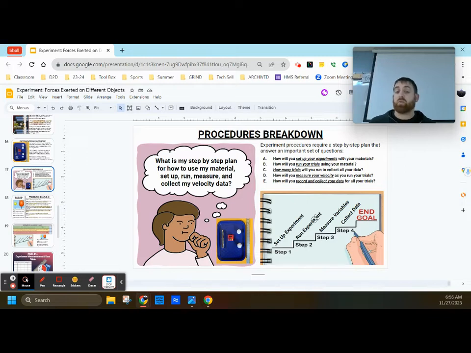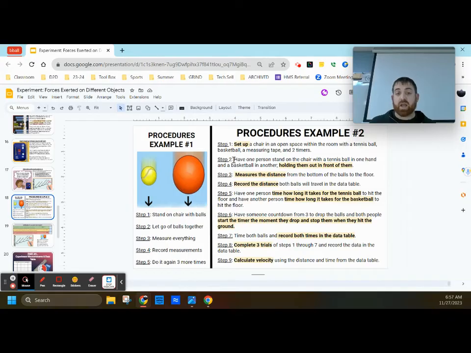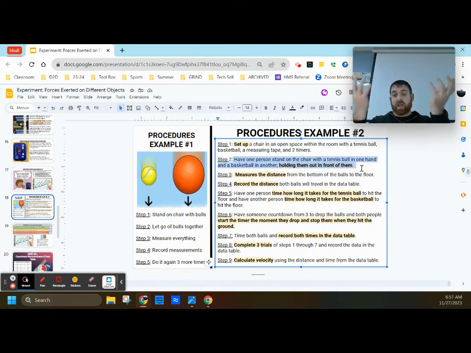And now we're looking at how to run the experiment and how to measure some of the variables that we're going to need. So we're looking at how to run it with somebody standing with both balls in their hand, what we're going to be measuring, and how we're going to record the distance, that specific variable, within the data table. Now, have one person time how long it takes for the tennis ball to hit the floor, another person time how long it takes for the basketball to hit the floor. Have someone count down from 3 to drop both balls, and then the person's going to start the timer when they drop them and stop it when they hit the ground.